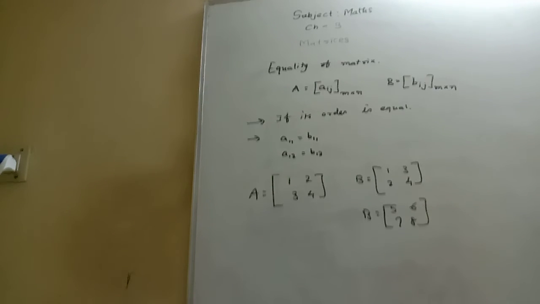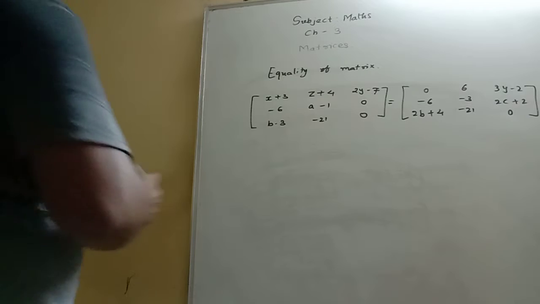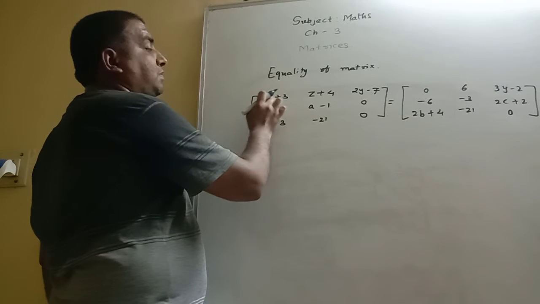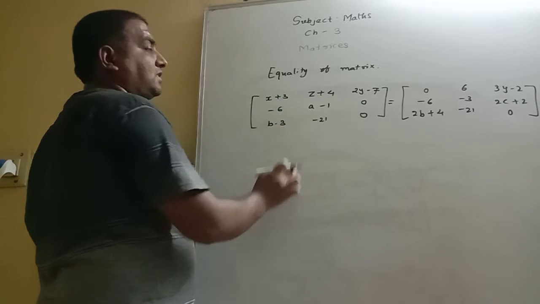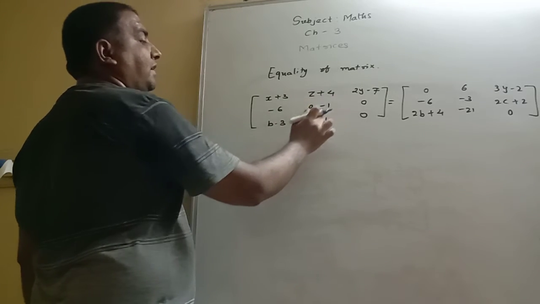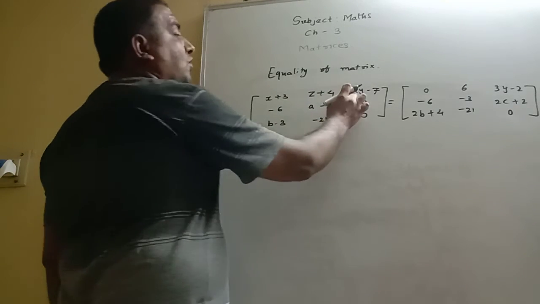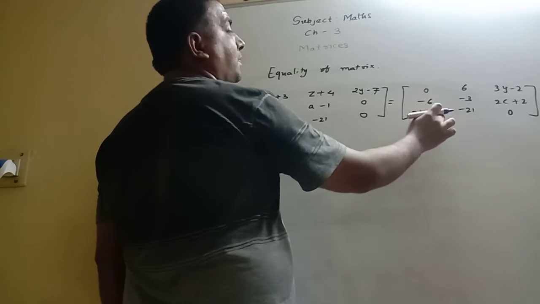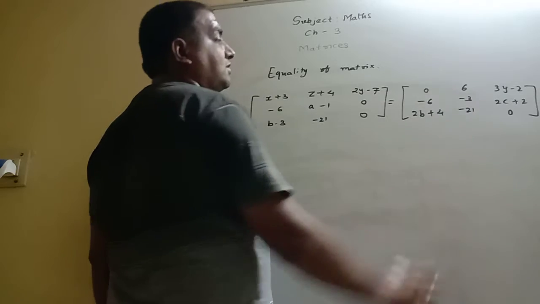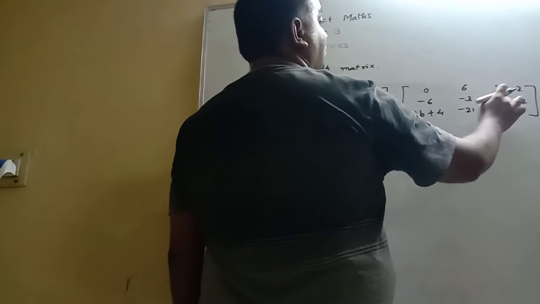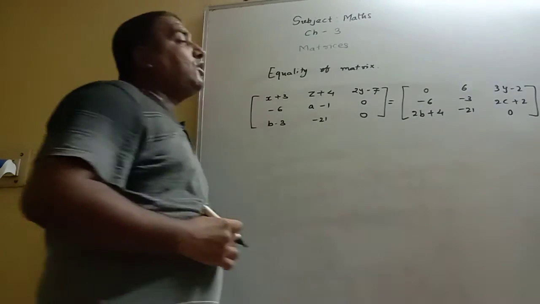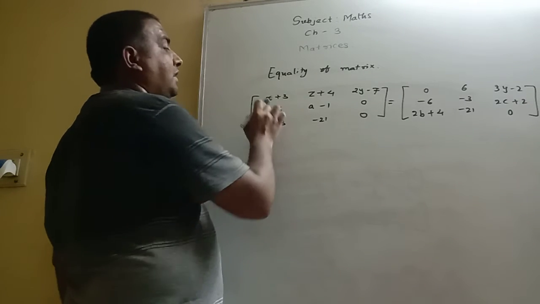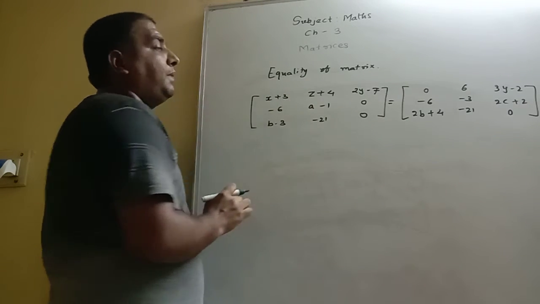Now we have a question. The two matrices given, x plus 3, minus 6, b minus 3, z plus 4, a minus 1, minus 21, 2y minus 7, 0, 0, 0, minus 6, 2b plus 4, 6, minus 3, minus 21, 3y minus 2, 2c plus 2, 0, are two equal matrices. Then find the values of the unknowns x, y, z, a, b, c.